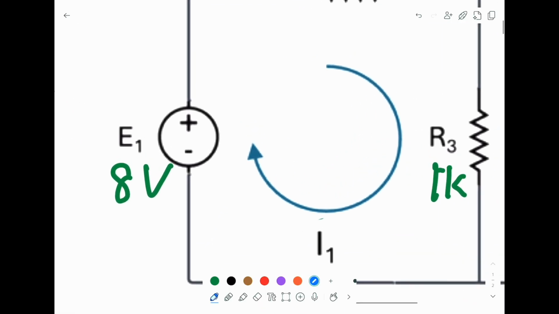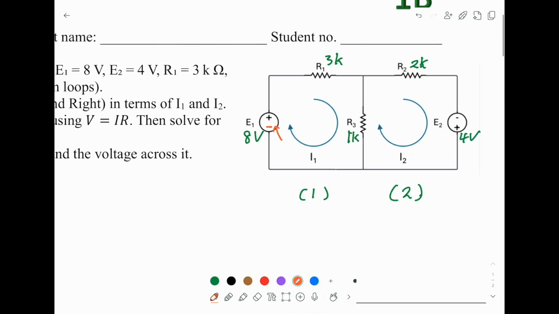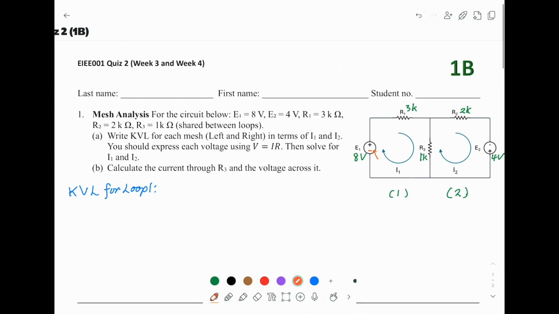Look at this case. If we first look at E1, the current enters E1 from the negative side, so we have to put down 8 volt, but this time we have to use negative 8. So the first number is negative 8. You don't need to put down any unit because we know we are putting voltage, and the prefix is important but not the unit.